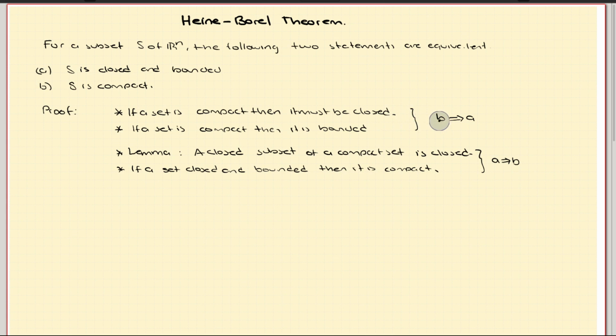These two together show that B implies A, and then we will state a lemma and prove it. It mainly says that a closed subset of a compact set is closed, and this implies the next part of our proof. If a set is closed and bounded, we will use this lemma to show that it's compact, and this completes the proof because this makes A imply B. This is the main chart of our proof, and let's get started.